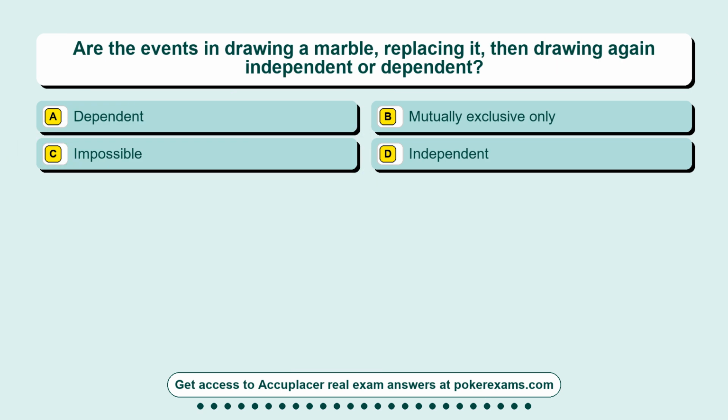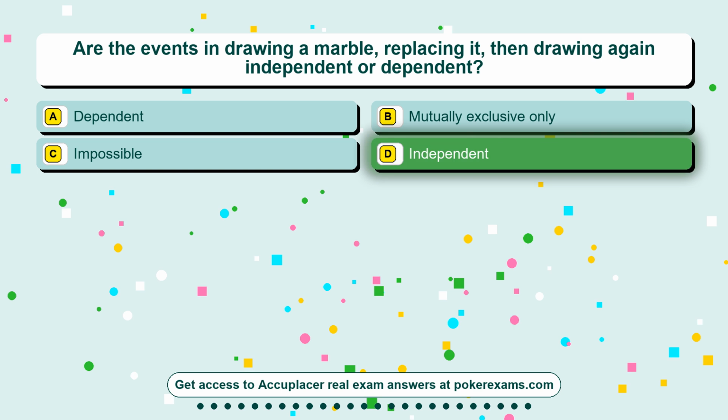Question 11. Are the events in drawing a marble, replacing it, then drawing again independent or dependent? Option A, dependent. Option B, mutually exclusive only. Option C, impossible. Option D, independent. The correct answer is option D, independent.